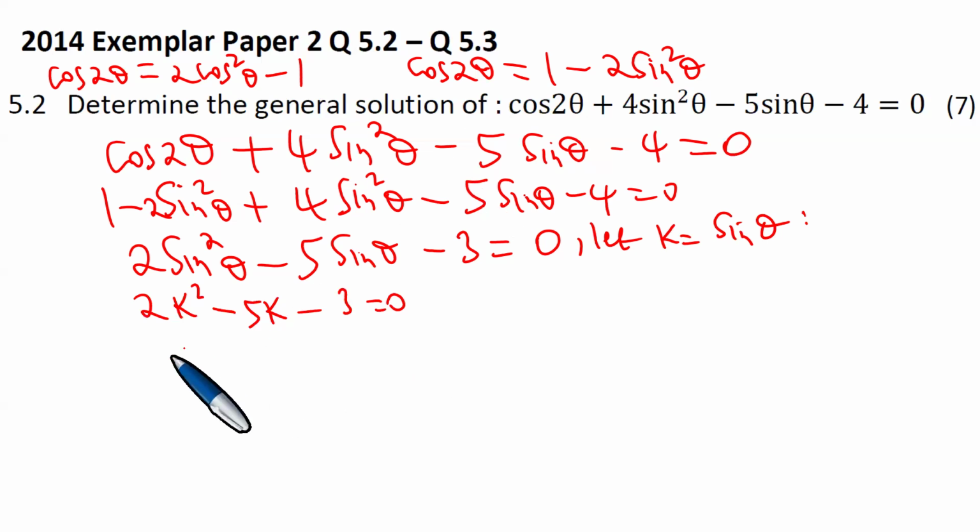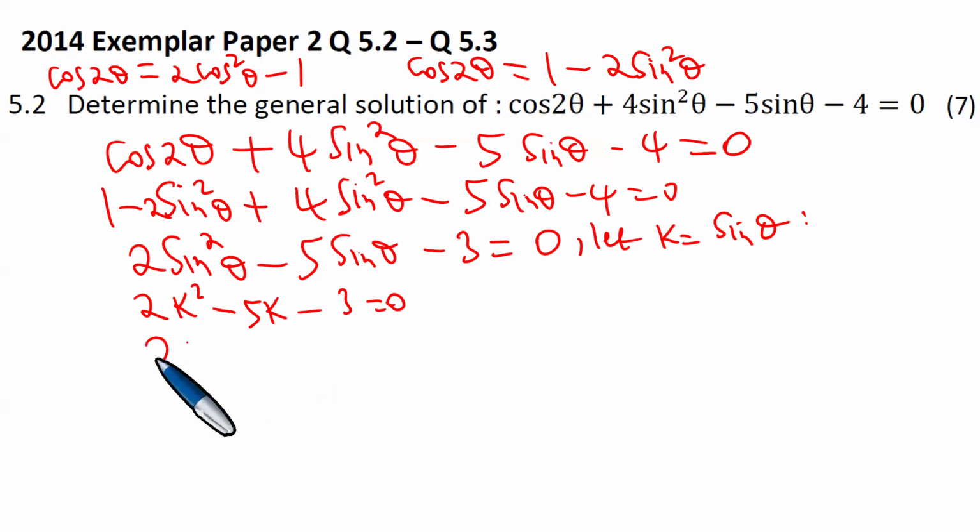Right. So what do we do now? Okay, we need to factorize this. How do we factorize this? There are a couple of ways to factorize this. I know you can look for the factors, but now there's one popular method we use. What is 2k squared times minus 3? It's minus 6. 2 times minus 3 is minus 6. We look for the factors of minus 6 that give minus 5.